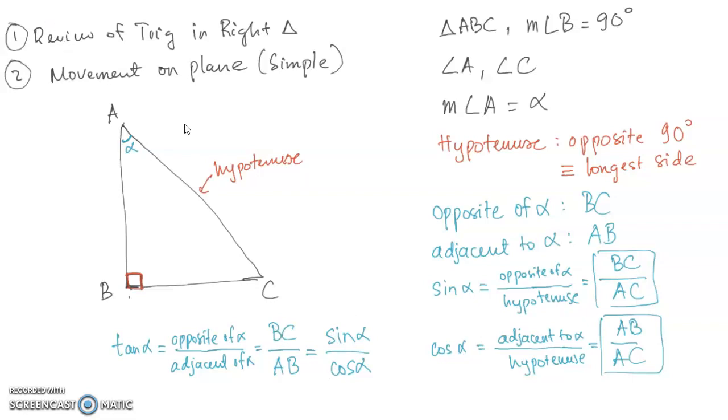Okay, so now let's do another. We have another angle here, angle C, and I'll call it angle beta. Now I want you to find the sine, cosine, and tangent of beta. Please pause the video and work it out in your notebook.